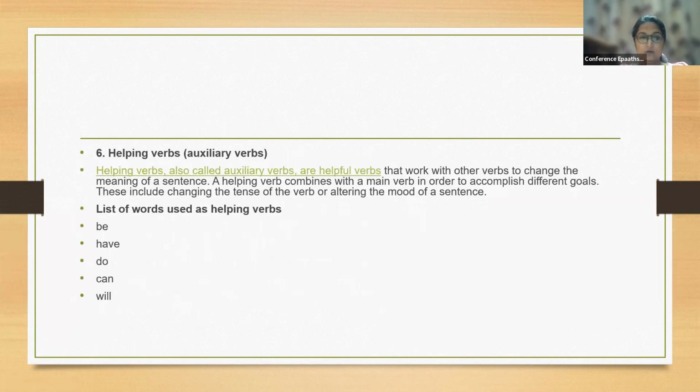Helping verbs are the auxiliary verbs which work with other verbs to change the meaning of the sentence. Like I showed you in the tenses, a helping verb combines with the main verb in order to accomplish different goals. Like I am going, I am doing, or he has done, she has done, you have done. So they are not coming alone. They are coming with other verbs to change the meaning of the sentence.